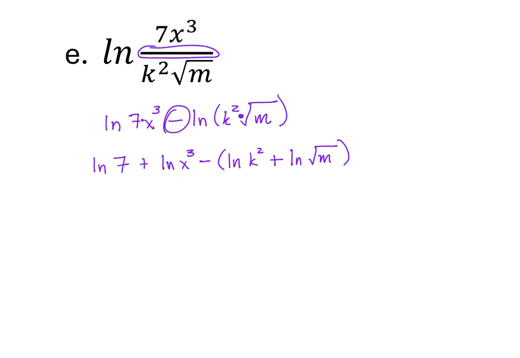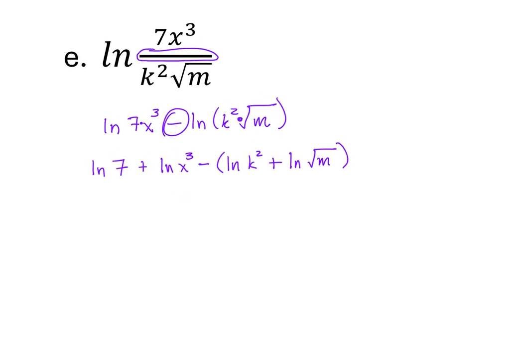All right, the next thing that I'm going to do is distribute my negative. We get minus natural log of k squared. We're going to distribute to the second one as well, minus natural log. And I'm going to go ahead and rewrite this as m to the 1/2. This is a square root, and so we can go ahead and write it as an exponent.